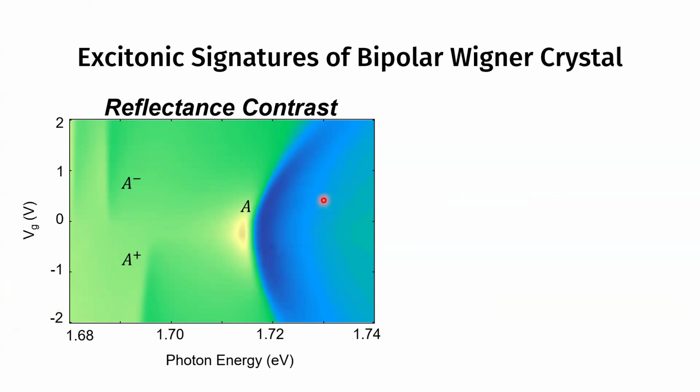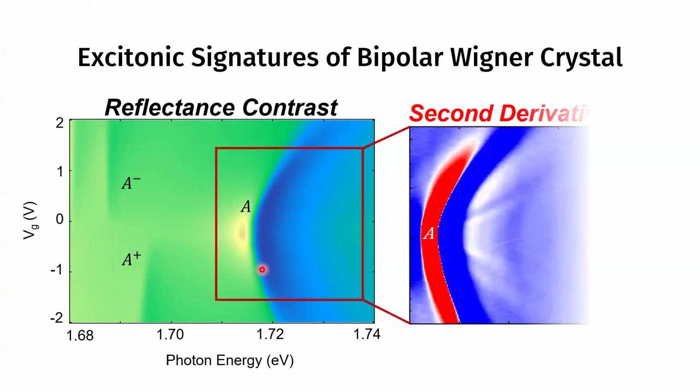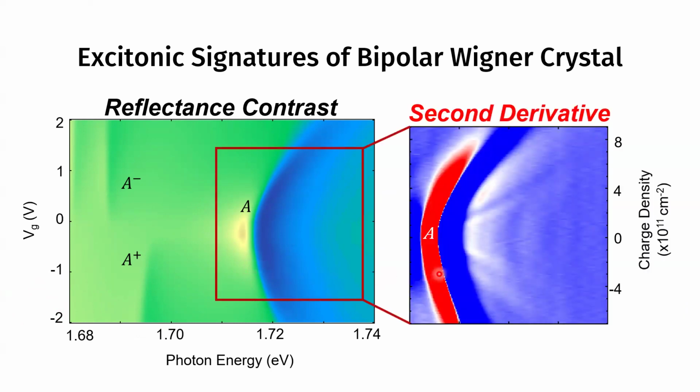And so if we focus on the area near to the neutral exciton resonance here, and we take a second derivative with respect to energy, we notice some interesting new features here. These two blue lines that come from the charge neutrality point of the neutral exciton show us that we have Wigner crystal formation in both the electron and the hole side here. And you can see that this Wigner crystal is continuously tunable between electron and hole side, and this is why we actually call it a bipolar Wigner crystal.